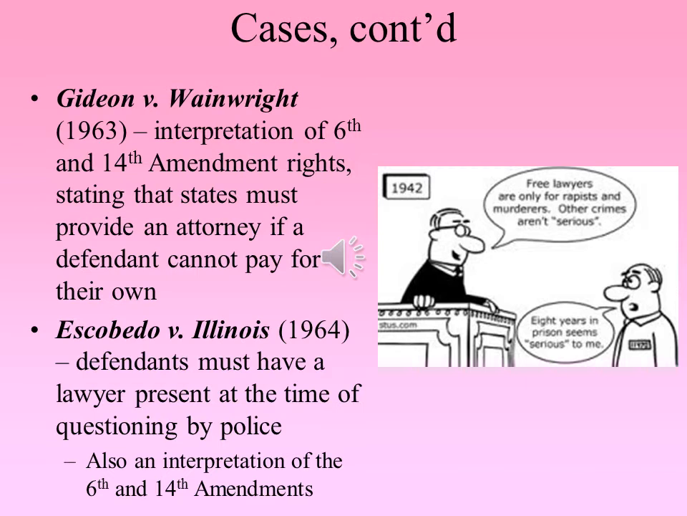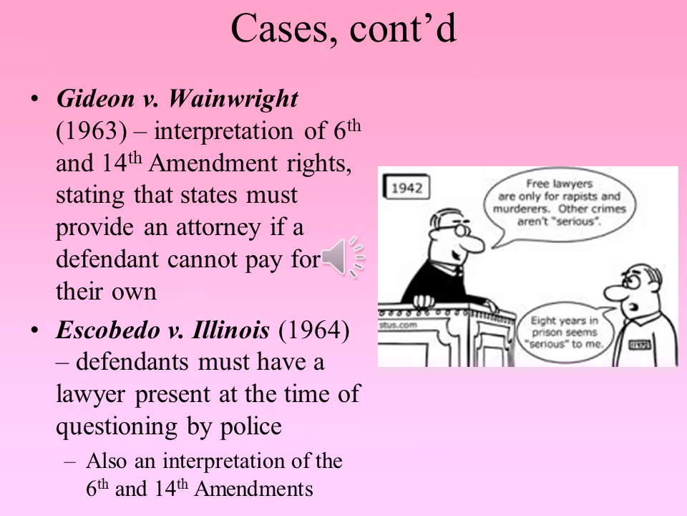So the state would not provide him with an attorney. And the case was eventually taken to the Supreme Court. He did lose his original case. He appealed. In his case before the Supreme Court, they interpreted the 6th and 14th Amendment, stating that states must provide an attorney if a defendant cannot pay for their own. Previously, the way this was interpreted was that if a defendant could afford their own attorney, the states could not deny them that attorney. So in the cartoon that you see here, this is based on an earlier ruling, and the judge is saying free lawyers are only for rapists and murderers, other crimes aren't serious, and the defendant is saying, well, 8 years in prison seems serious to me.